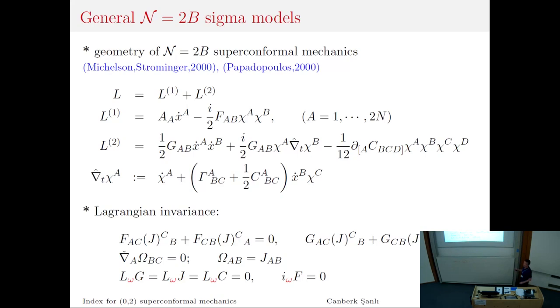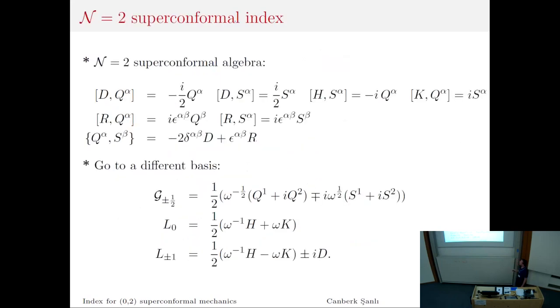So they have obtained what the geometry of the target space is that corresponds to these nonlinear sigma models. And the geometry is what is known as strong geometry with torsion. But again, for the index, we won't need the details of the geometry. What we need is more like the superconformal algebra of this superconformal mechanics. And it is the SU(1,1|1) superconformal algebra.